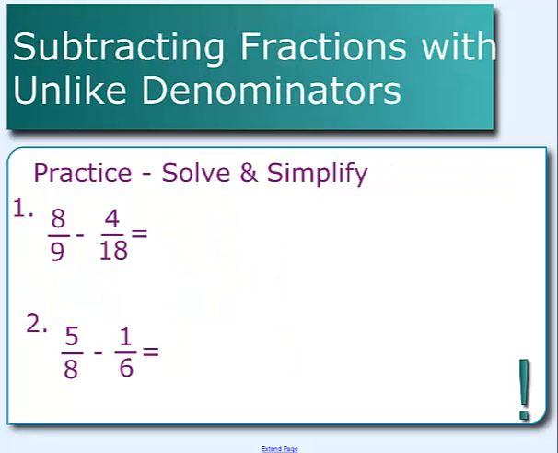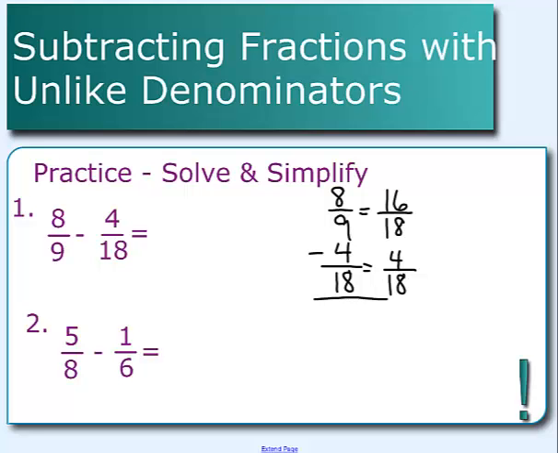Here are two more examples. Let's try these together. We'll start with 8/9 minus 4/18. Common denominator would have to be 18. I don't have to change the bottom fraction, but the top one I'm going to multiply by 2. 8 times 2 is 16.